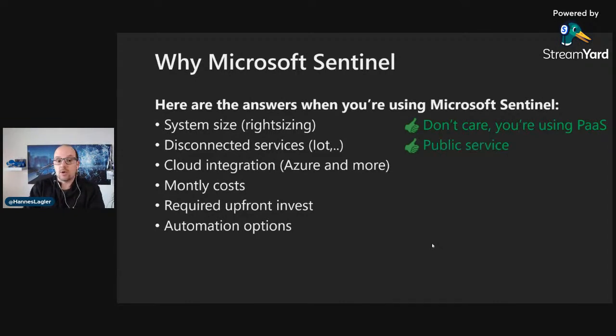Disconnected services is also really simple. Microsoft Sentinel is a platform as a service, located in Microsoft Azure, and has standardized public endpoints. You can use separate APIs and connect with third-party connectors. You can also write your own connectors if you want, connect to the API of Microsoft Sentinel, and send the data you want to Microsoft Sentinel. So it's really, really simple.